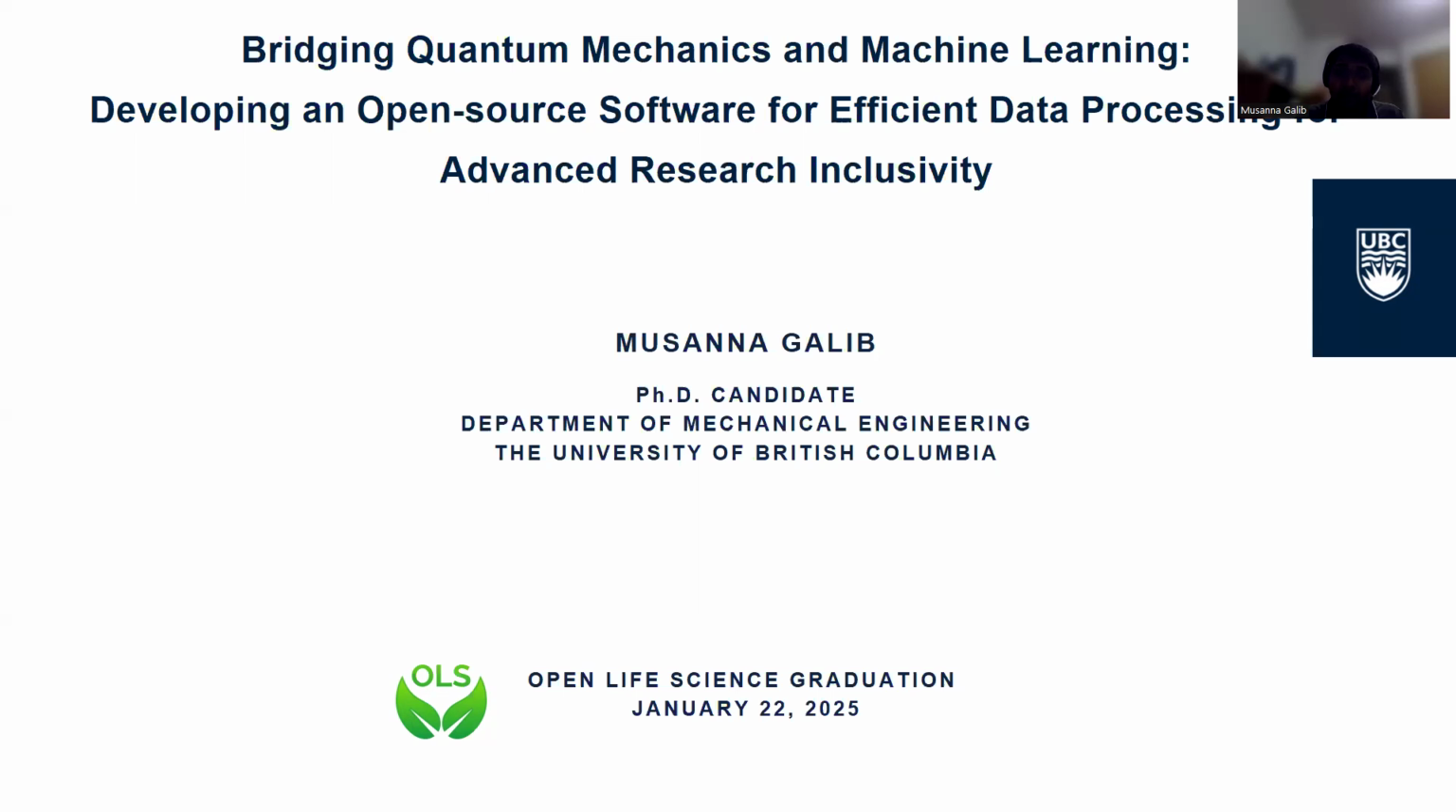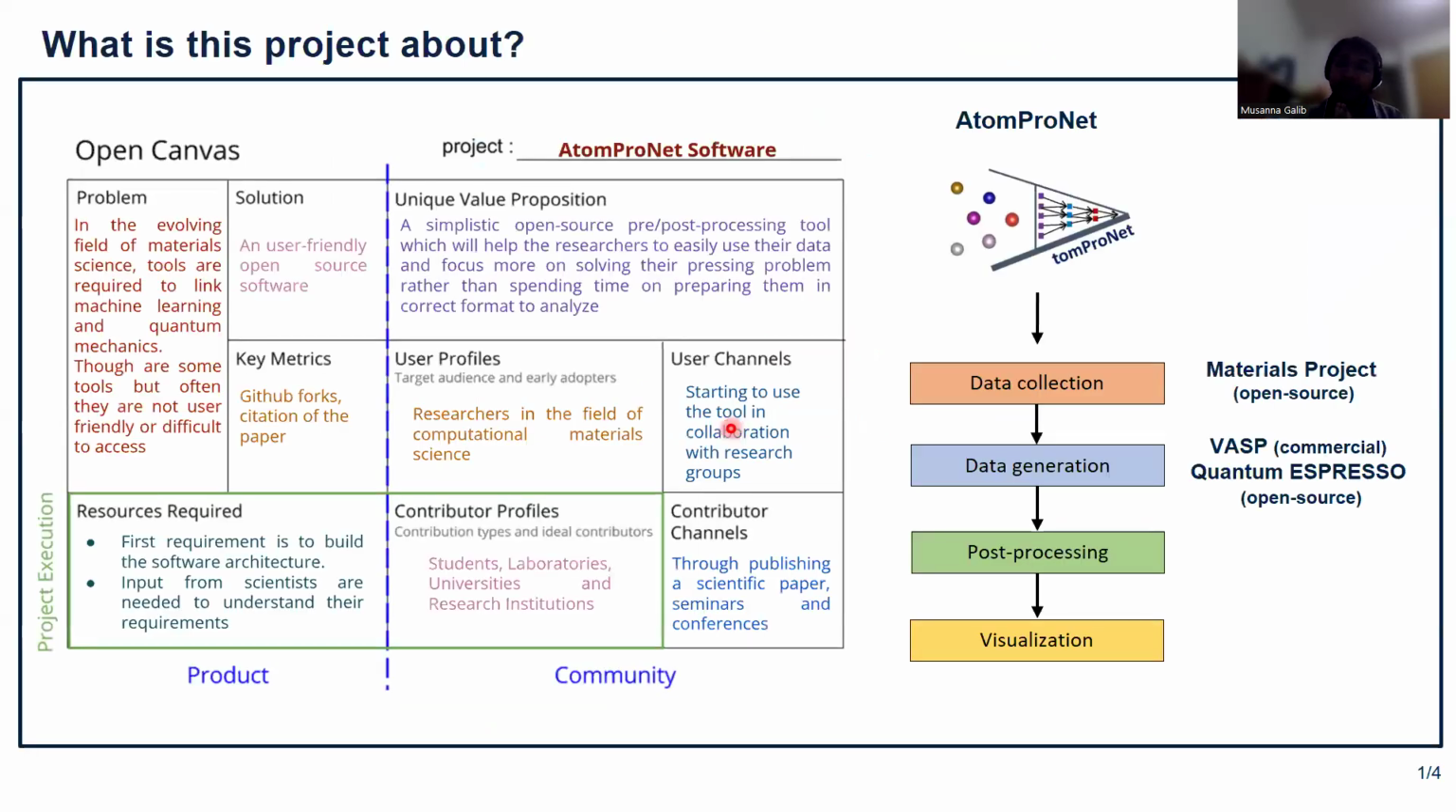So what is this project about? In this evolving field of material science, every year lots of new methods and tools are coming, which makes it very difficult to keep track of all the tools. Therefore, my unique value proposition for this project is to come up with a simplistic open source pre and post processing tool, which will help with data pre-processing and data post-processing, so that researchers can focus more time on the actual physics of the problem rather than on processing the data.